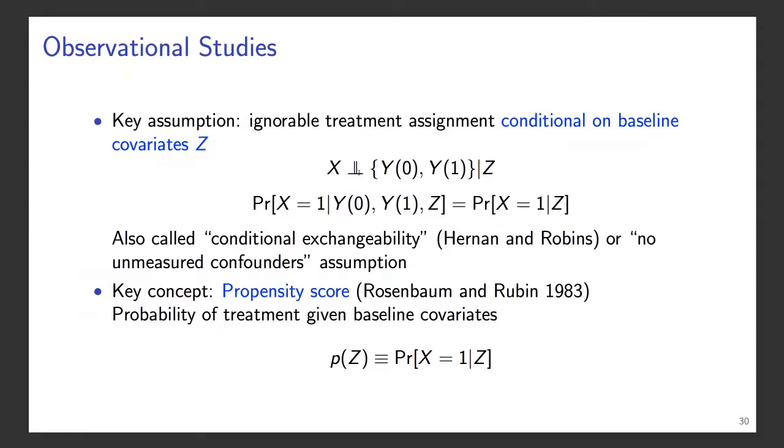What we do then in observational studies is make the following assumption. We're not willing to assume that it's as if we had a randomized experiment, but what we might be willing to assume is, if we had the right set of covariates Z, maybe a rich enough set of baseline covariates Z, we might be willing to assume X is independent of the potential outcomes conditional on Z.